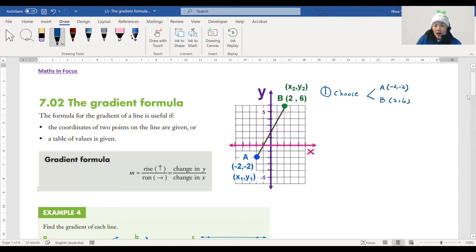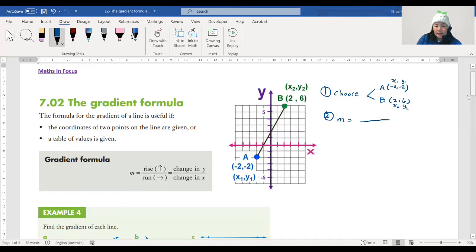Now, the first coordinate of A is called x1. So that's my x1. And this y coordinate of the first point is y1. Now, for the second point, the x coordinate is x2, and then the y coordinate of the second point is y2. All right. Now, let's have a look at rise over run. So, second, we need to use the formula. The gradient is a little m, which is rise over run.